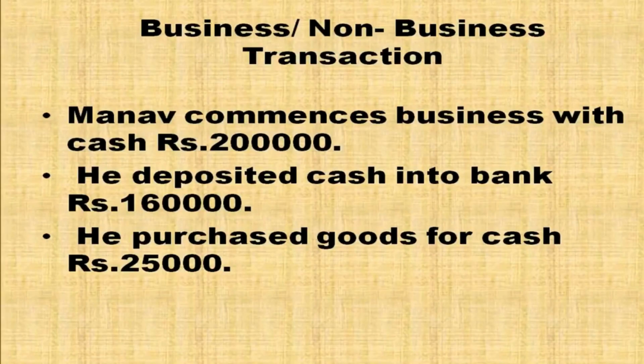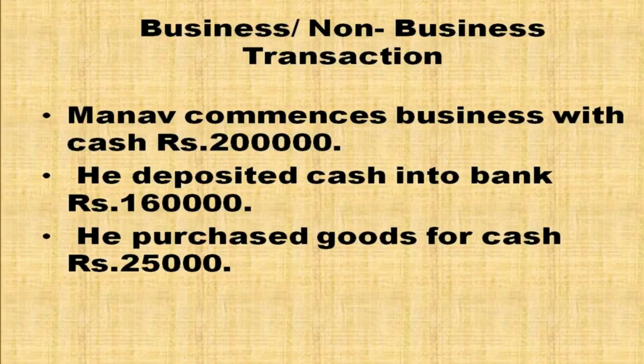Manav commences business with cash rupees 2 lakh. Definitely, it is expressing everything in terms of money and it is relating to a business. So, it is a business transaction. Then, he deposited cash into the bank worth rupees 1,60,000. Here also, Manav has started business and deposited cash. The amount of cash is also mentioned in terms of money. So, it is a business transaction.